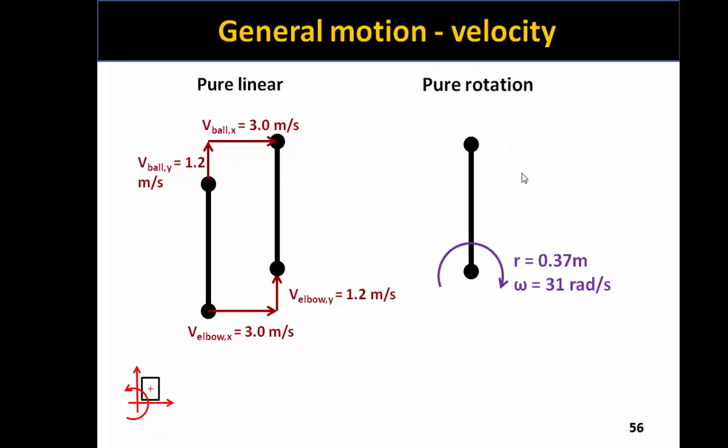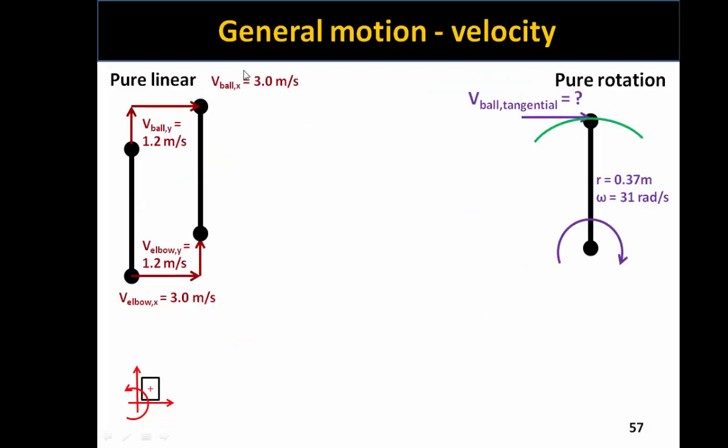Due to the pure rotation aspect of it, we know that the elbow is rotating at a rate of 31 radians per second, knowing the length of the segment to be 37 centimeters or 0.37 meters. The tangential velocity will be a function of these two factors right here. So we have the pure linear component, we have the pure rotational component, and what's critical here is the total ball velocity, the resultant ball velocity, which is going to be the vector sum of the x component of velocity and the y component of velocity.